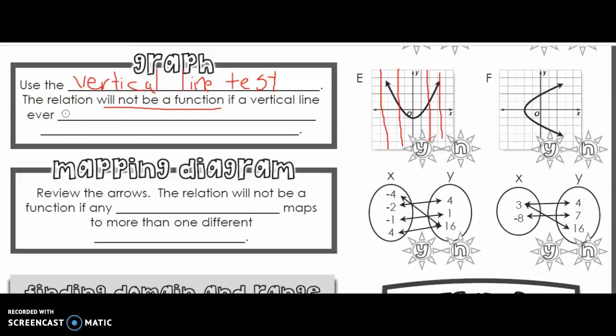So the relation will not be a function if the vertical line ever passes through more than one point. Excuse my writing, I'm sorry. Okay, we're getting there. More than one point, sorry about that.